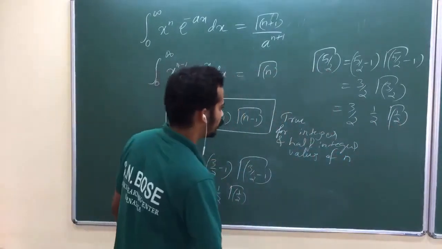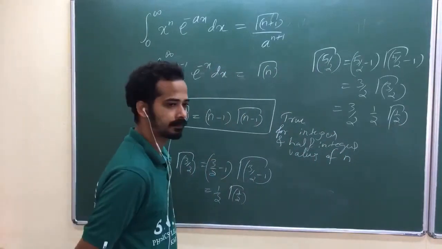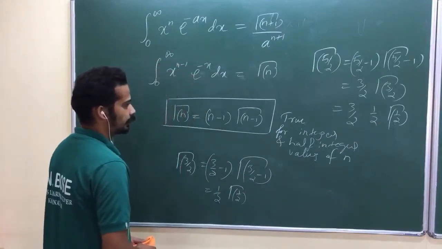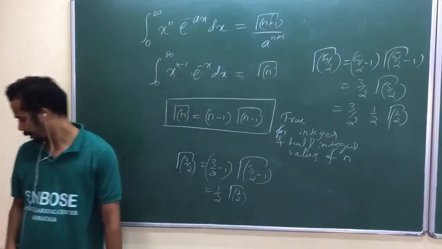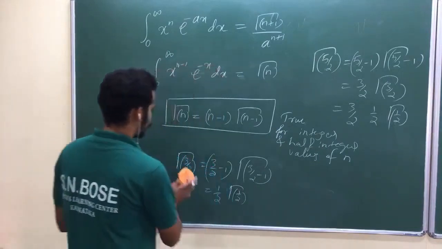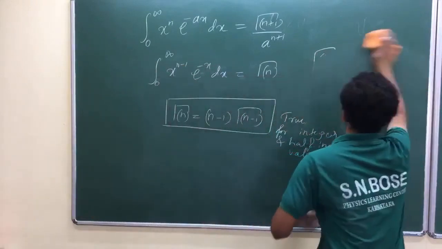Again, I'm not getting into any proof. I'll directly give the value of gamma of half. So gamma of half is root pi. That also you should remember. Is that okay? Let me list out all of this at the end.